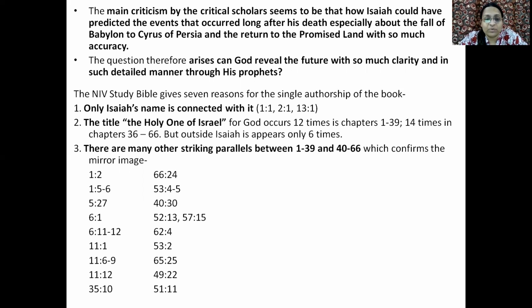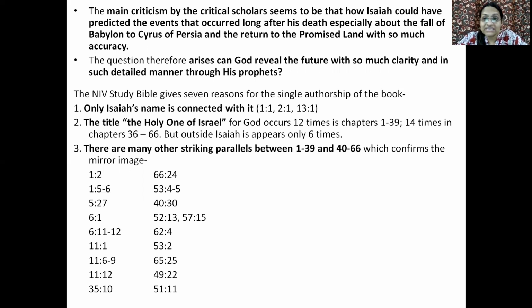We can see this in chapter 1 verse 1, chapter 2 verse 1, and chapter 13 verse 1. Then the second reason is the title, the Holy One of Israel. This has been used by Isaiah for God, and it occurs 12 times in chapters 1 to 39, and then 14 times in chapters 40 to 66. But outside the book of Isaiah, it appears only 6 times.